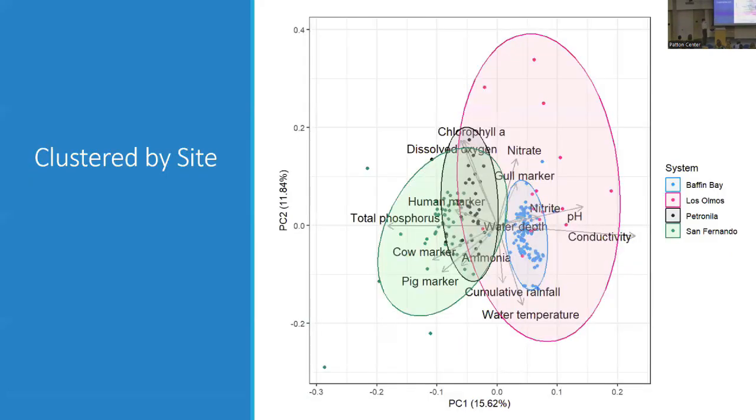I'm not going to spend too much time on this. What I want you to note is that the samples cluster by site. Baffin Bay is this huge watershed that spans multiple counties. It warrants a holistic investigation, but because of this site clustering, it gave us justification to examine the individual characteristics of each system within the whole.